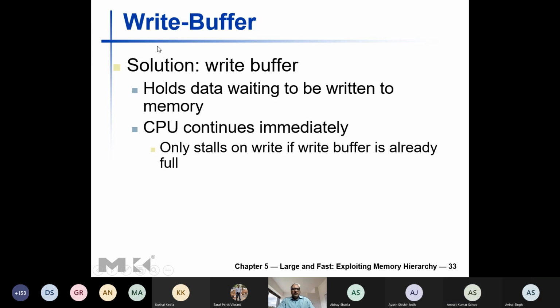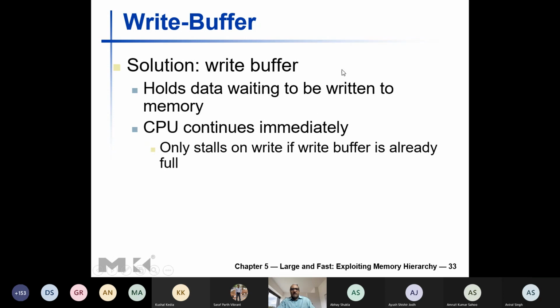So to overcome that, one solution is using a write buffer. It means that we'll maintain a small data buffer in the cache itself. If you want to write something, you write first into the cache, and then you start the next execution by the CPU. And that word has to be written back into the main memory also. But you don't do it immediately.